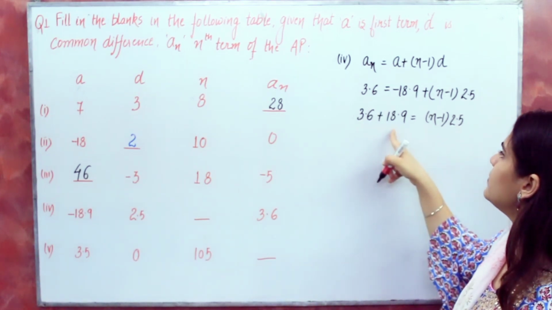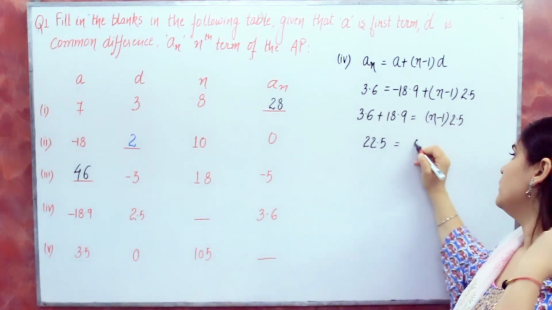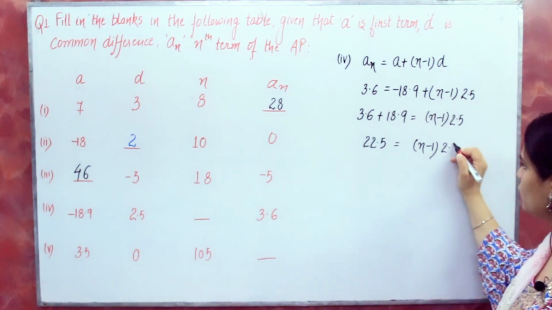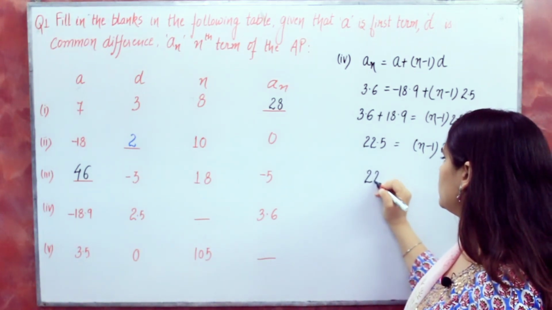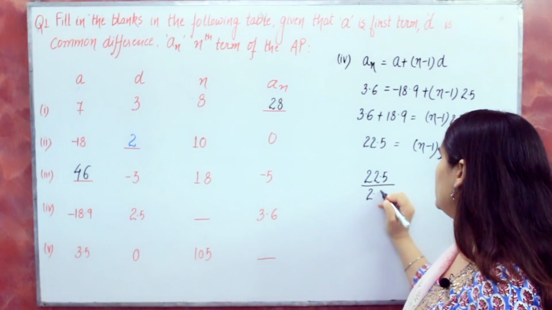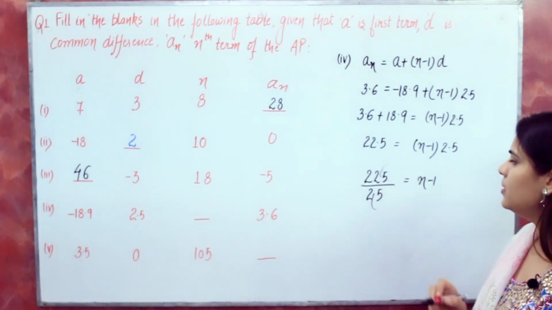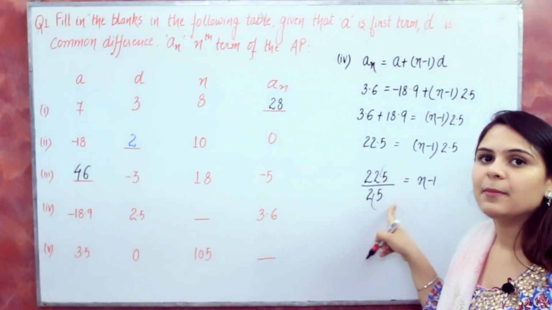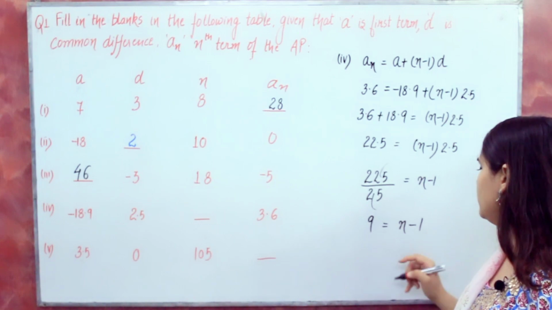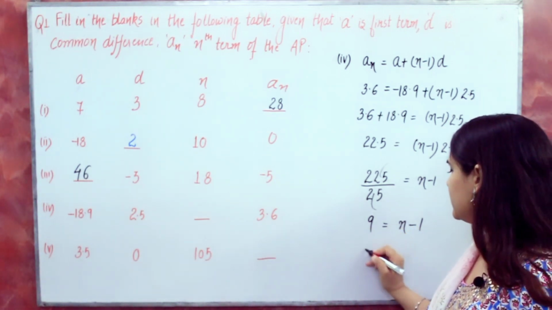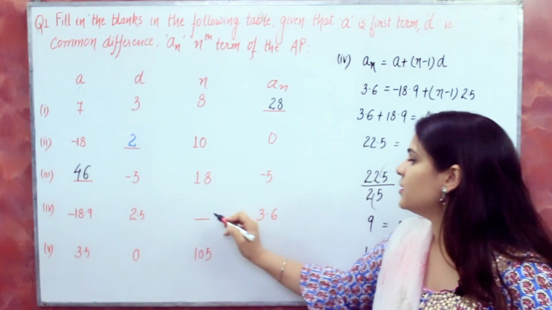Okay, 3.6 plus 18.9 is equals to 22.5 is equals to n minus 1 into 2.5. Now we will shift this 2.5 to this side. So this will be 22.5 upon 2.5 is equals to n minus 1. You can cancel out these points. Now we know 25 multiplied by 9 is equals to 225. So 9 is equals to n minus 1. When you will shift this one to LHS, so 9 plus 1, 10 is the final answer. So there are 10 terms in this case.